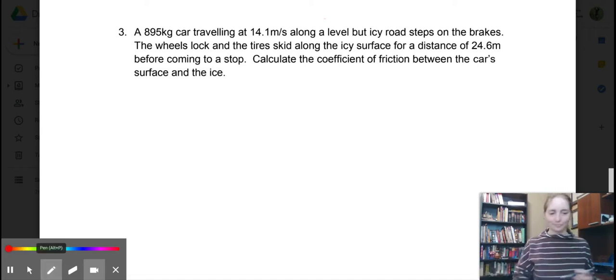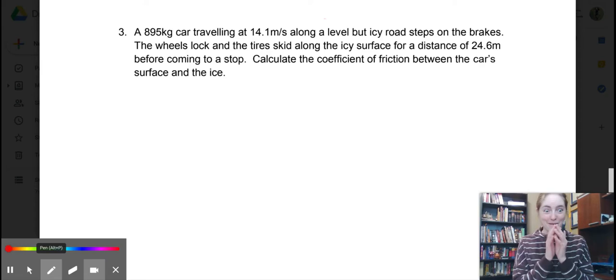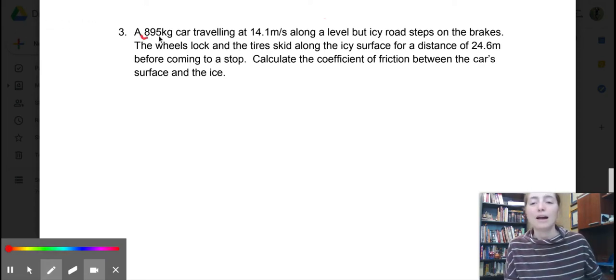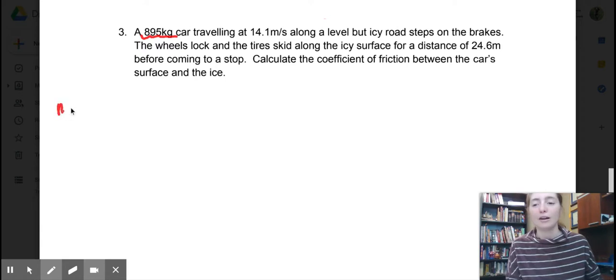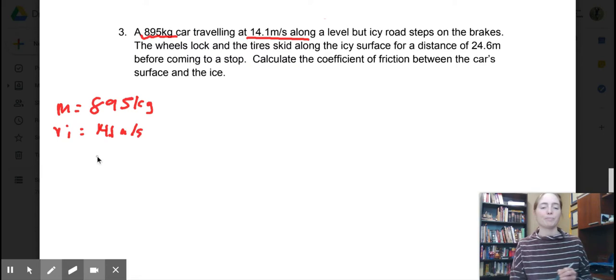Wrong tab. There we go. Okay. So let's make a plan of attack. Our mass of a car is 895 kilograms, and it is traveling at 14.1 meters per second along a level but icy road. Okay. So, well, that's our initial velocity, ladies and gentlemen. So 14.1 meters per second.